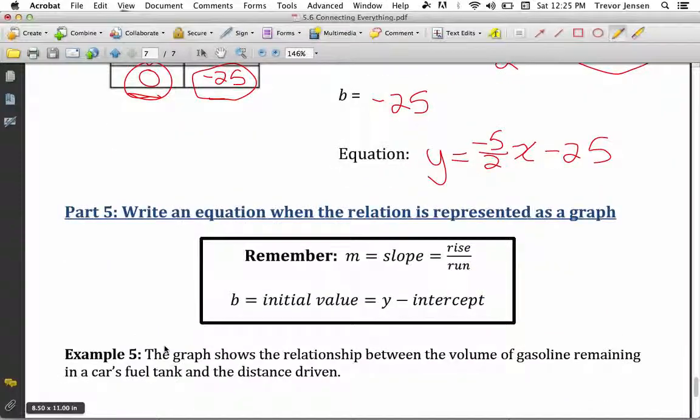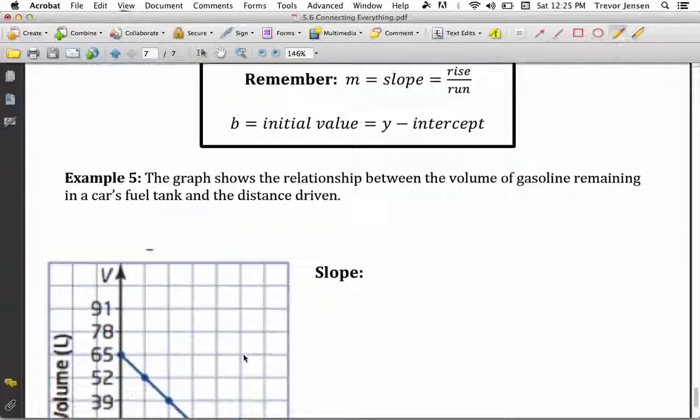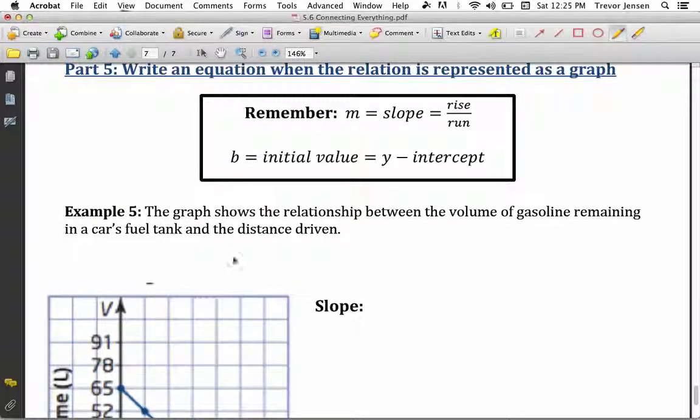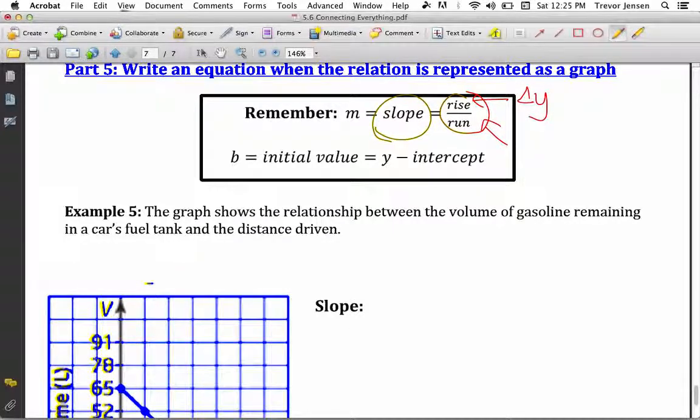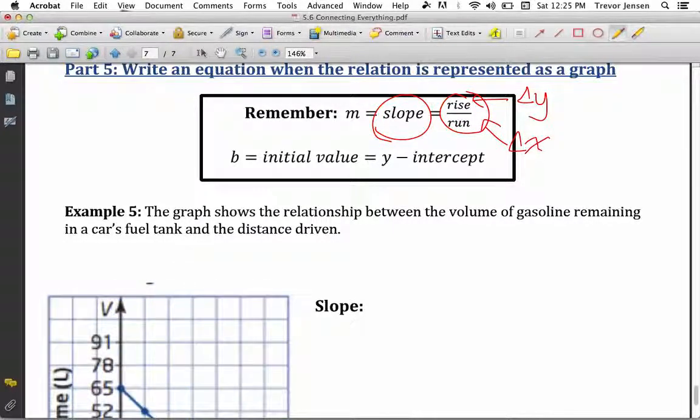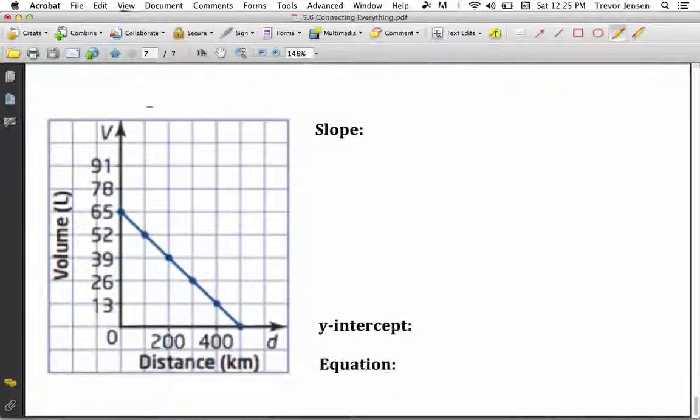Next part, write an equation when the relation is represented as a graph. Okay. So if we're given a graph of a line, we're not going to call it a rate of change or a constant of variation for these. We're going to call it our slope, and we're going to calculate our slope, our m value, using the formula rise divided by run. Rise is our change in our y values, and run is our change in our x values. That's why the slope is the same as the constant of variation or the rate of change. And our b value, we're going to call our y-intercept. Okay? The initial value is going to be where the line crosses the y-axis. That's why we call it the y-intercept.